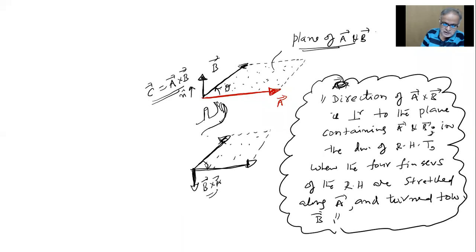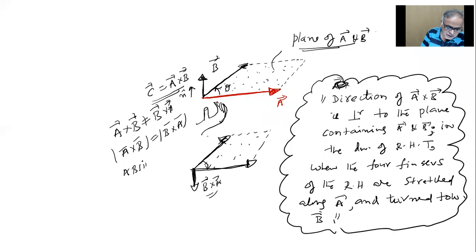This is my B cross A. In other words, we can write here itself A cross B is not equal to B cross A, though mod of A cross B is same as mod of B cross A, because even this is AB sine theta, even that is BA sine theta, both are same. But the magnitude, one is up, the other is down. In fact, I can say that A cross B is equal to minus of B cross A.